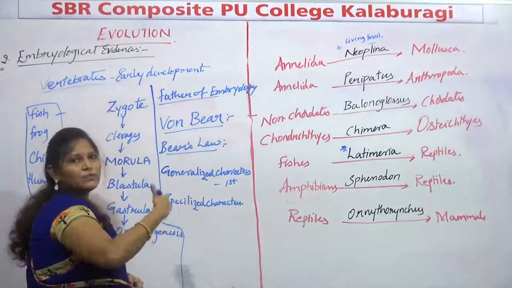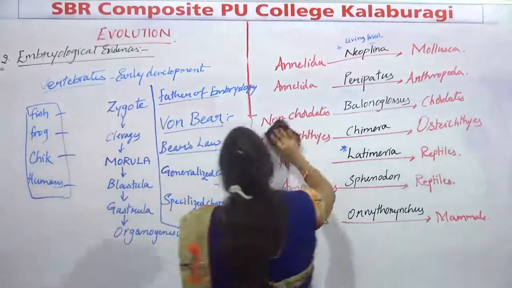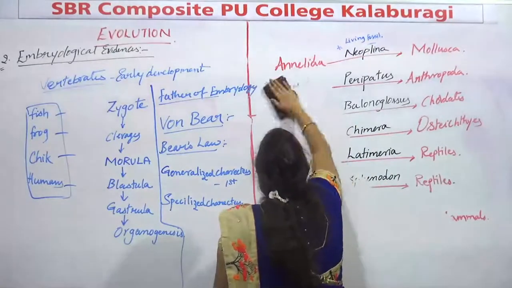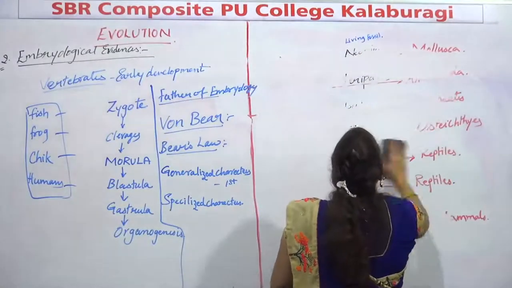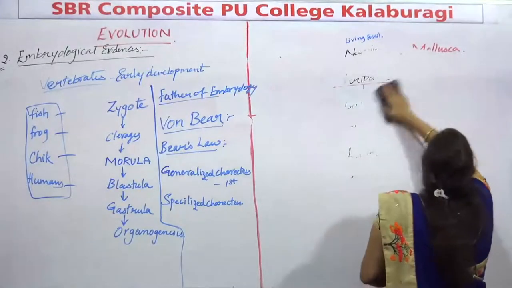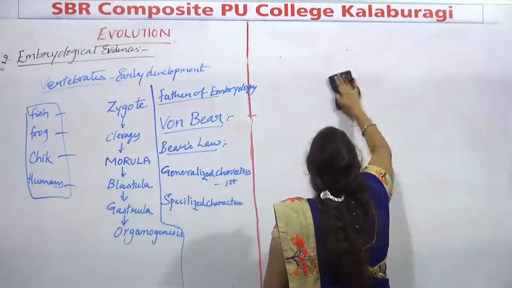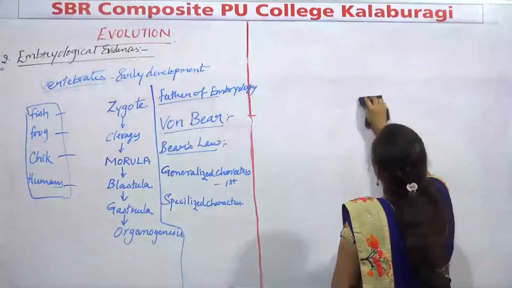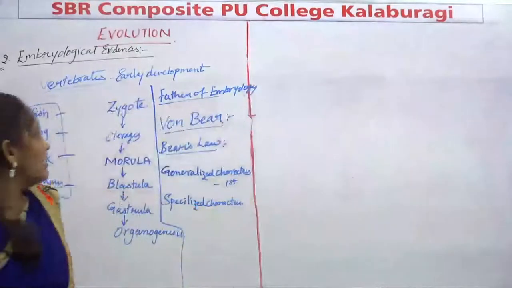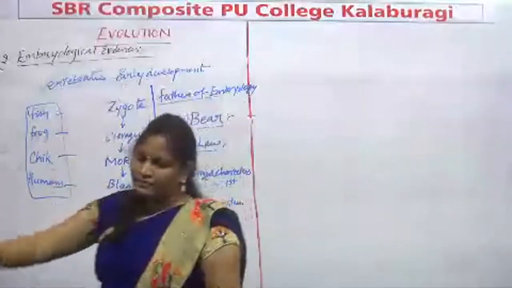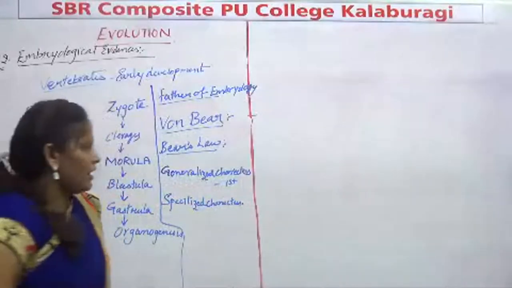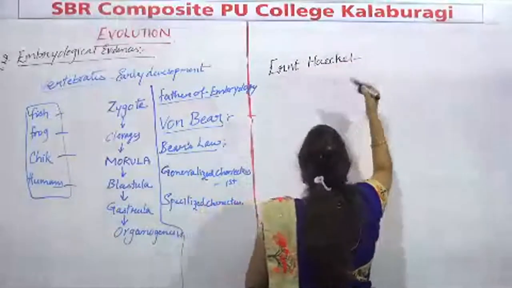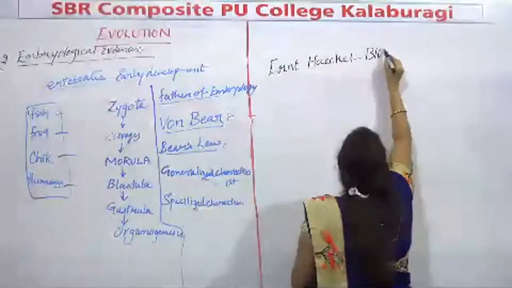Okay? But this law was modified by Ernst Haeckel, and he named that as the biogenetic law. Very, very important. Haeckel's biogenetic law. According to Ernst Haeckel, phylogeny, he proposed a law called the biogenetic law.